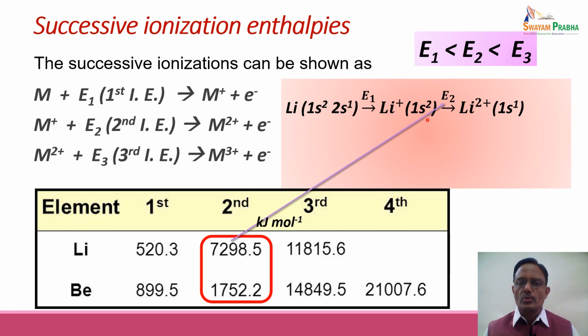And since 1s2 is a completely filled shell, the amount of energy required to remove the second electron to form the Li dipositive ion will be much higher, and hence the value is 7298 kilojoule per mole. So E2 is much higher as compared to E1.